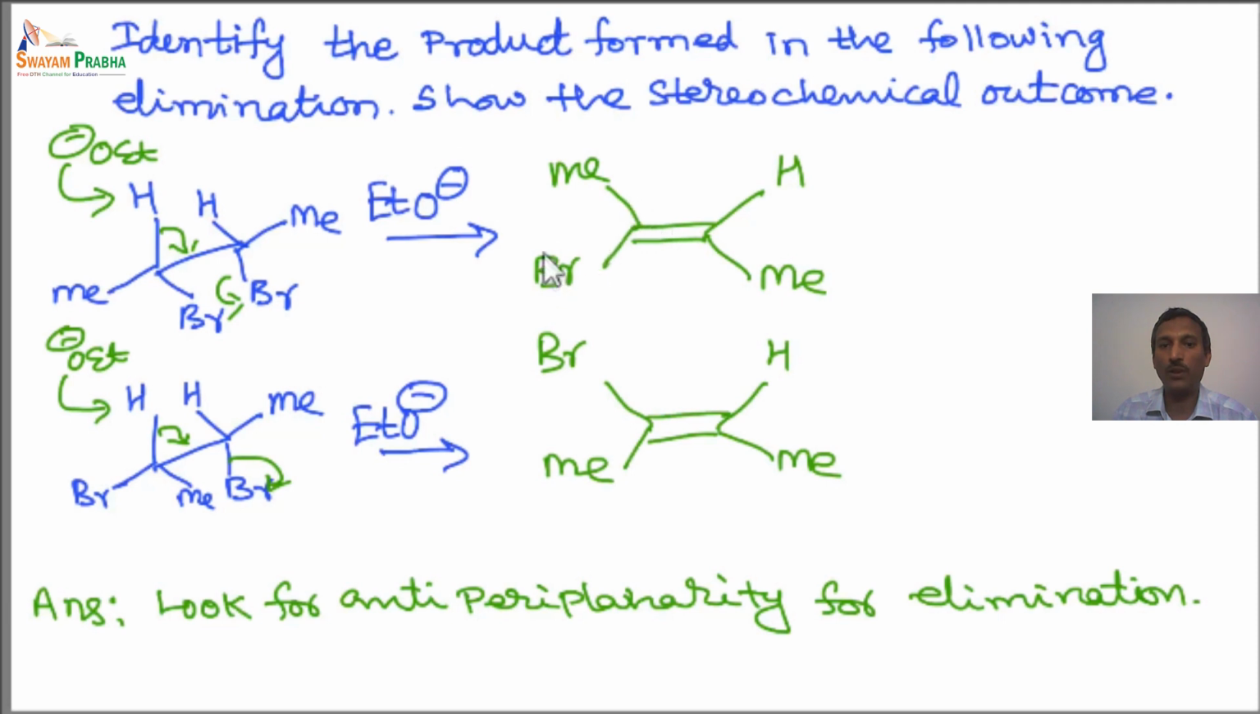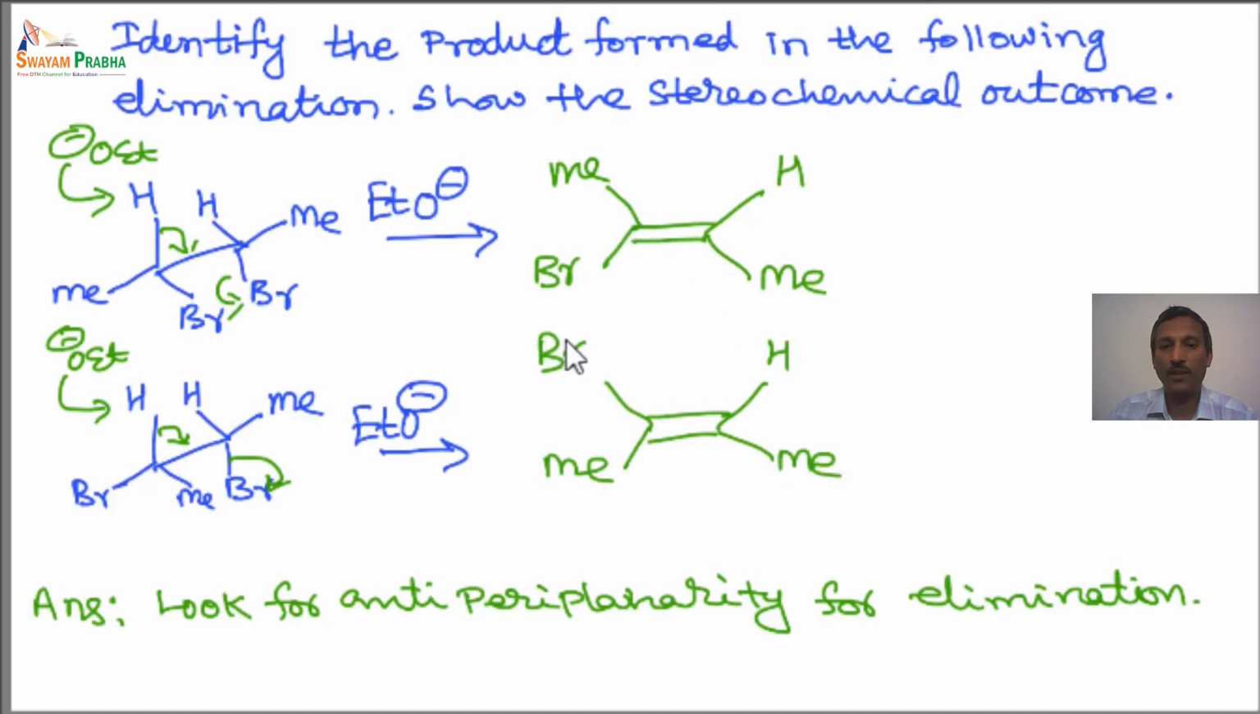According to the CIP rule, bromine gets the highest priority, followed by the methyl group. Bromine is high priority, methyl is lower priority. In this particular case, that methyl carbon has high priority, hydrogen has second priority. So between these two cases, the high priority groups are on the same side. So this is very similar to the cis isomer, and the actual notation is Z isomer.